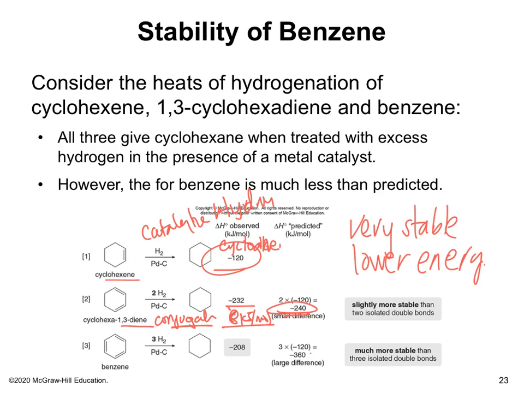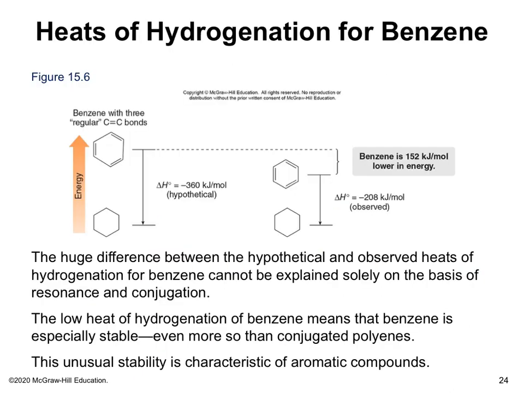And then here, it should be 360 and it's 208. So now we're looking at a lot bigger difference than just what you see in conjugation. So it's more stable than 3 isolated double bonds. And this is the reaction in which you go to the cyclohexane and you measure the difference in that energy, hypothetical and actual.